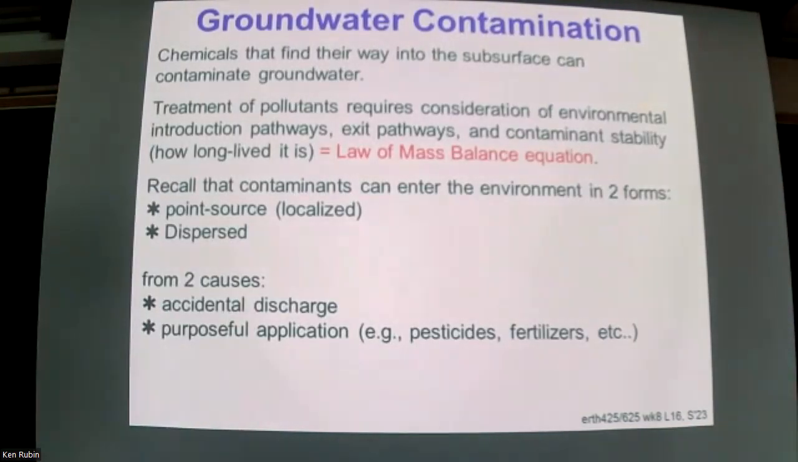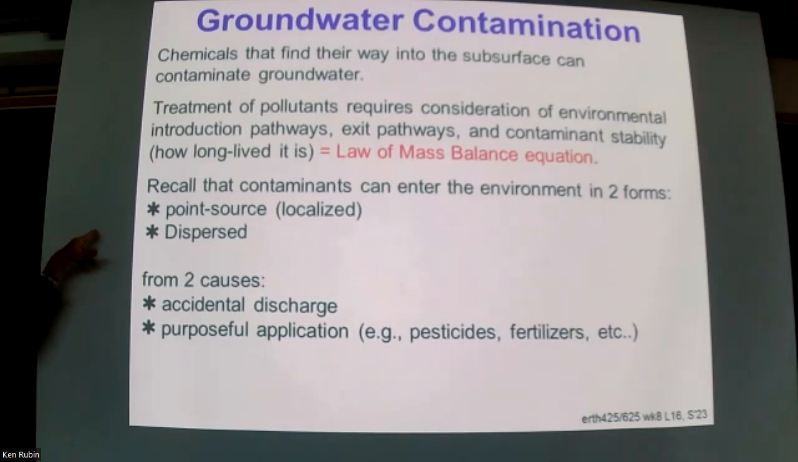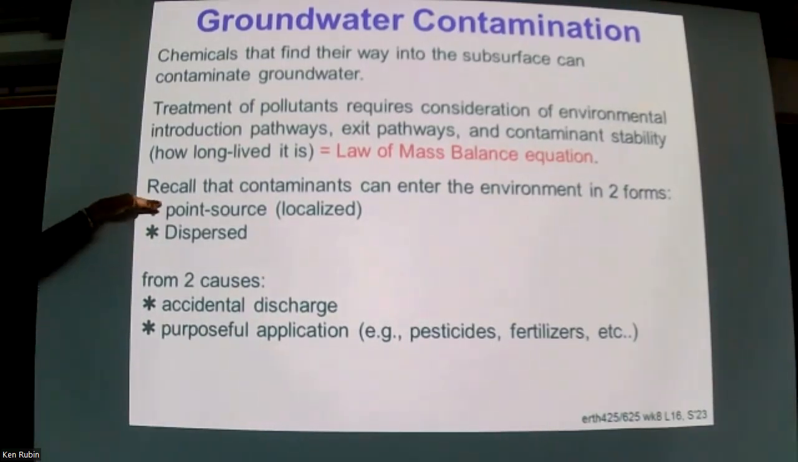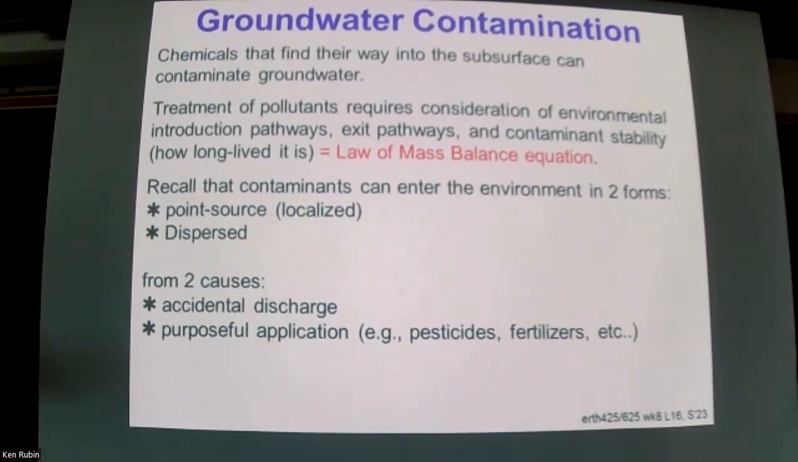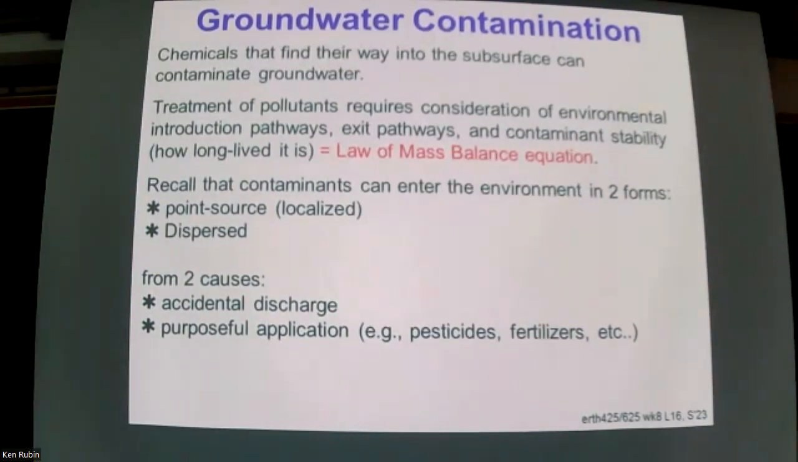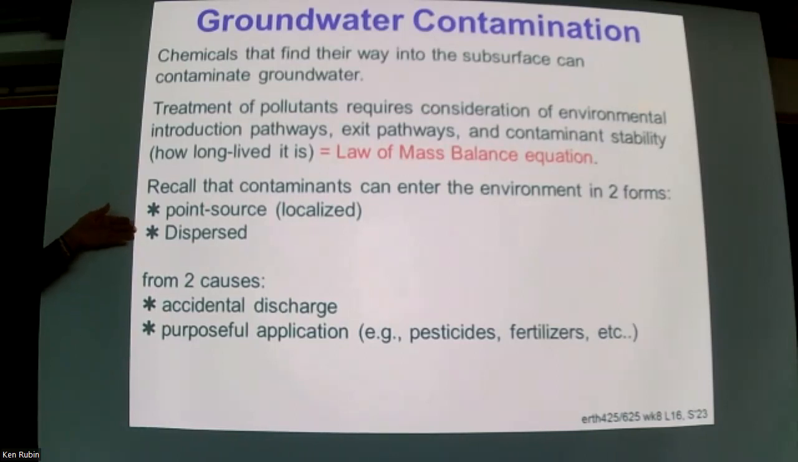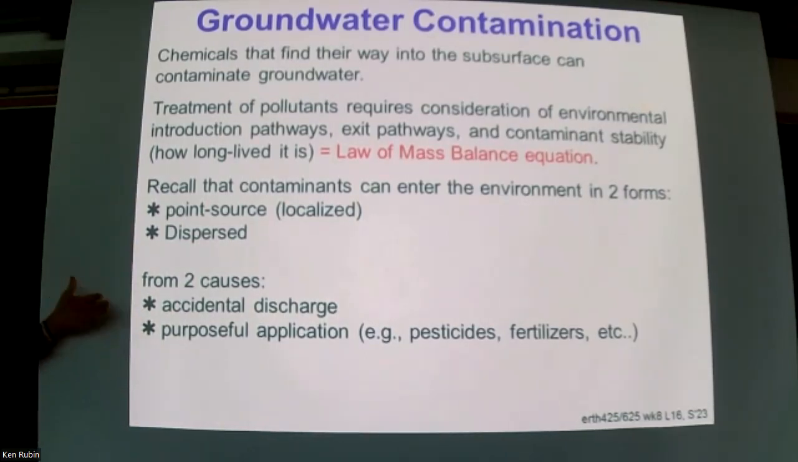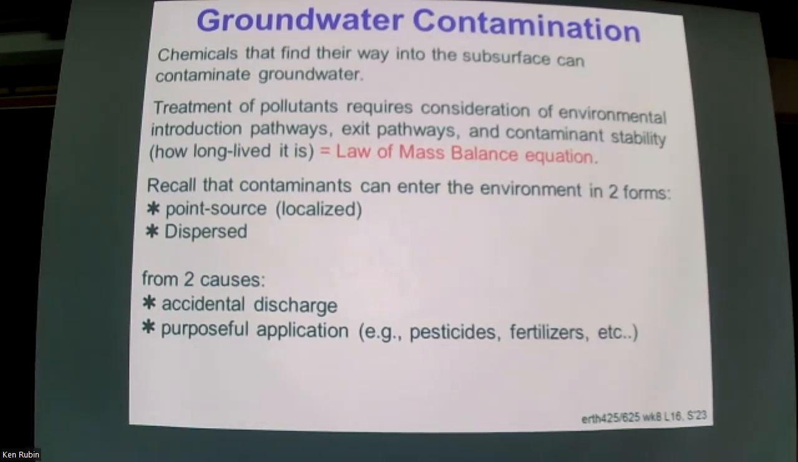Okay, so for the last few slides, I just want to go back and talk a little more about groundwater contamination for organic chemicals, so that next time we can delve into more details. I want to remind you that chemicals can be put onto the subsurface as point sources and dispersed. How they show up in groundwater is going to matter a lot as a function of how they were applied to the surfaces. We also have cases of accidental discharge and purposeful application.